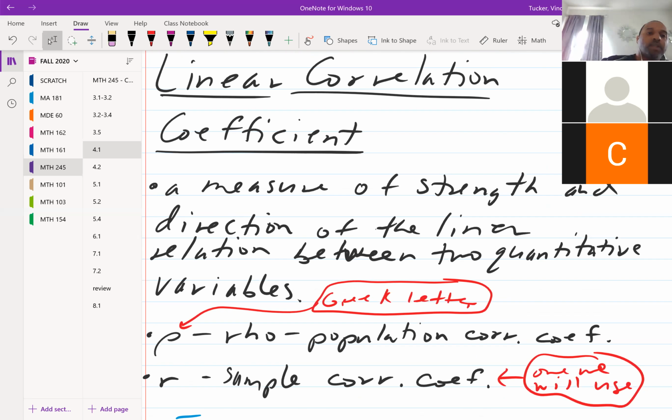Professor Tucker. Yes. What does that say after the P? R-H-O, talking about that? Yes. That's rho. R-H-O is rho, Greek letter rho.